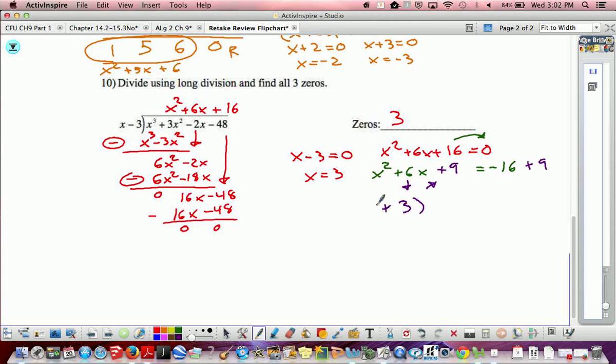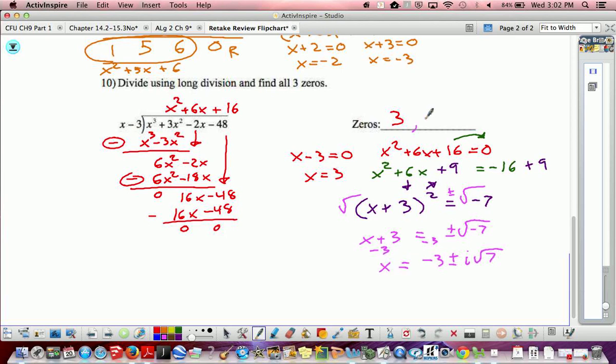So what happens is, this factors to x plus 3 quantity squared. Negative 16 and negative 9 is negative 7. So I'm now going to square root both sides. So I have x plus 3 equals plus or minus the square root of negative 7. Well, square root of negative 7 is like saying i square root 7. So I can pull out the negative. But now I'm going to subtract 3. So it puts the minus 3 in front. There's my two solutions. Negative 3 plus and minus i square root 7.